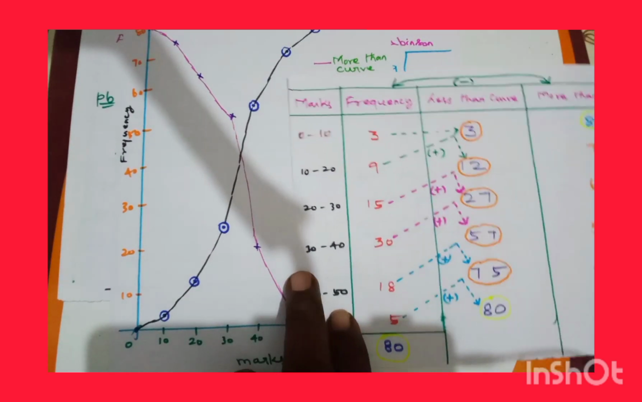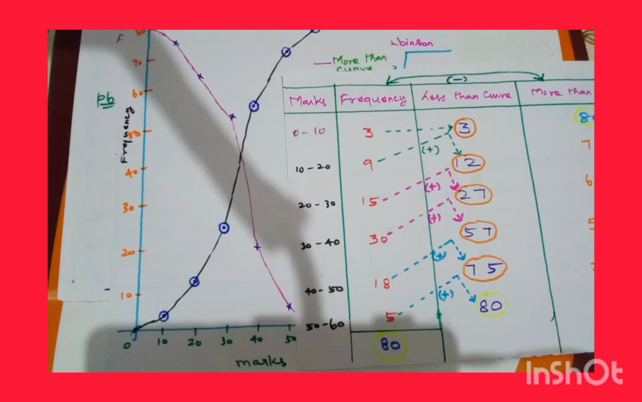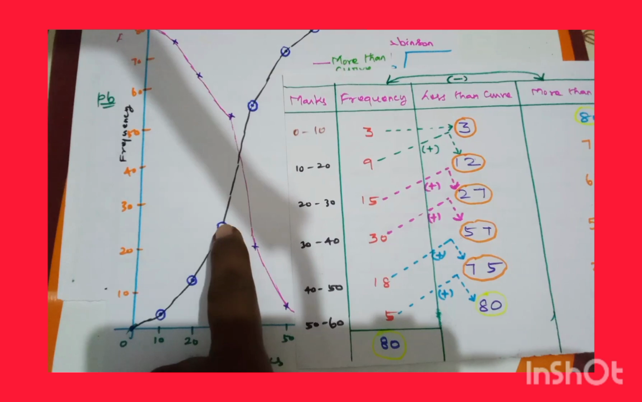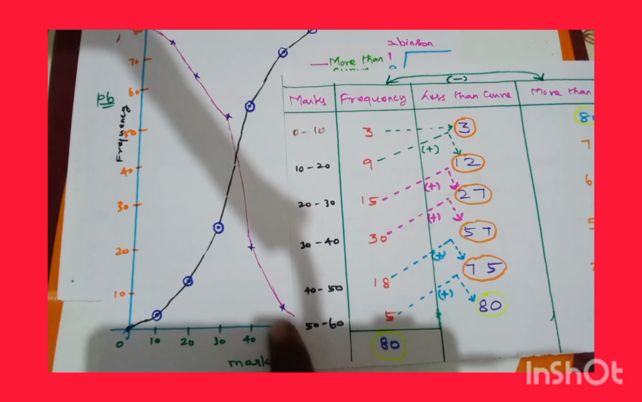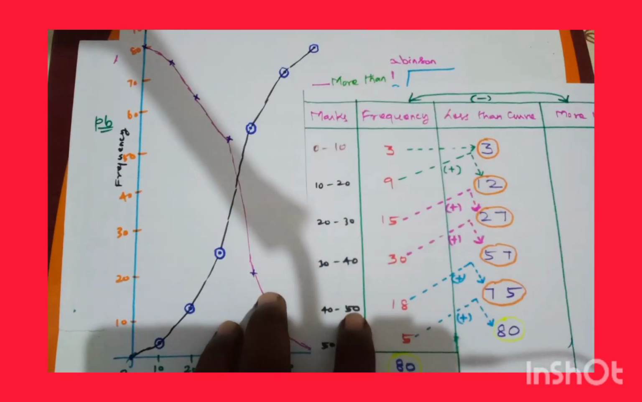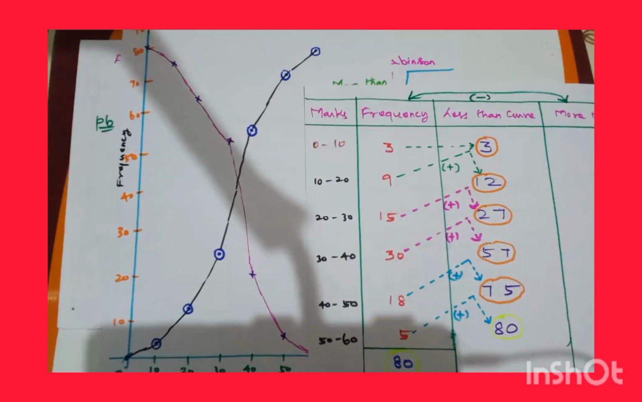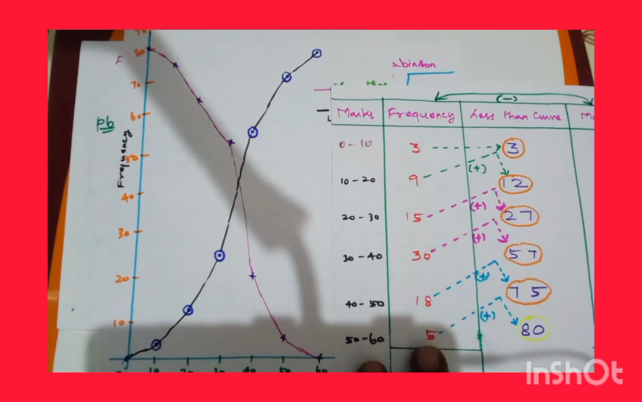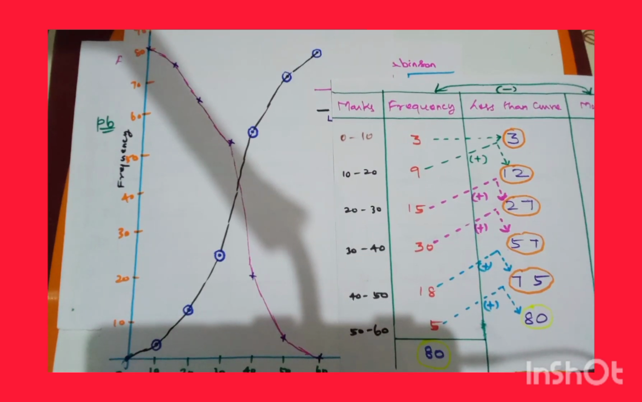Next, consider only the upper limit of each interval. For 20, the respective value is 12, so 20, 12 is plotted here. Third, 30, 27. And then 40, 57. And then 50, 75. And the last one, 60, and then 80 is plotted. After completing the plotting of values, we have to connect all the points by hand. So the curve is like this, the darkened curve.